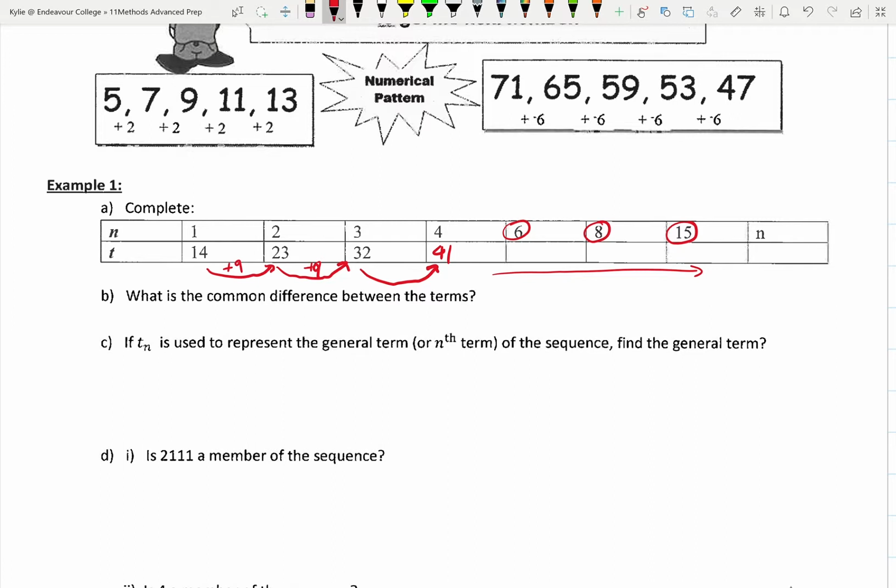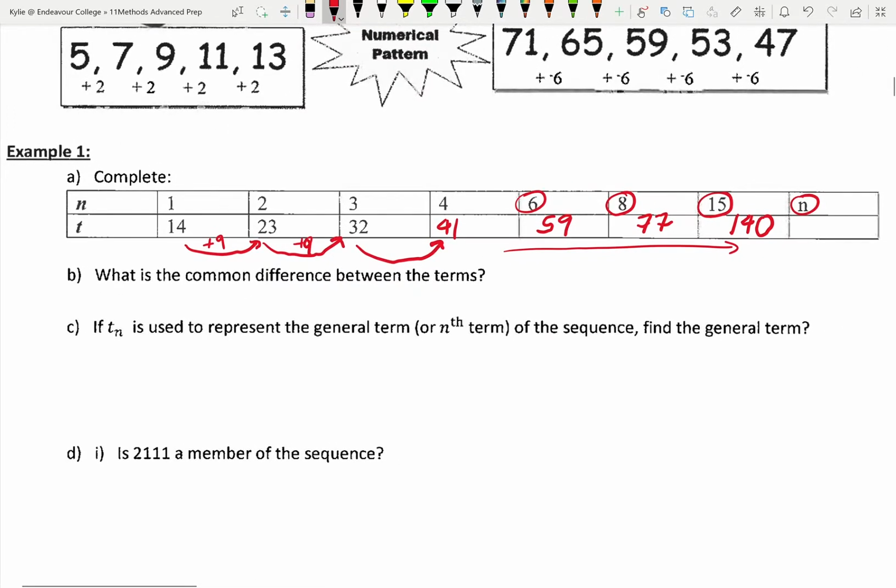So the sixth term is going to be 2 lots of 9 more than 41, which is 59. The eighth term is 77. The 15th term is 140. We'll come back to the nth term in a minute. If you have difficulty recognizing what these terms are, don't worry too much. You can get enough information out of the first few terms in a sequence and then come back and fill in the table later. So looking at question B, what's the common difference between the terms?